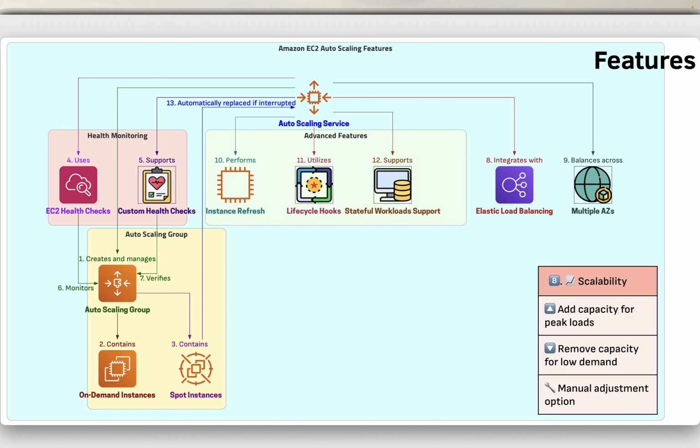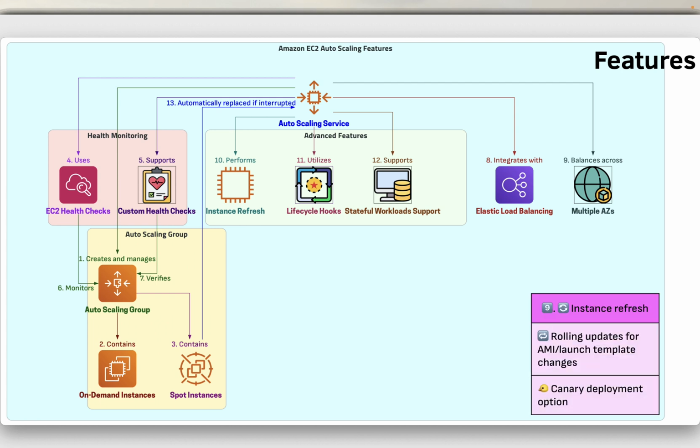Scalability. Amazon EC2 auto scaling also provides several ways for you to scale your auto scaling groups. Using auto scaling allows you to maintain application availability and reduce cost by adding capacity to handle peak loads and removing capacity when demand is lower. You can also manually adjust the size of your auto scaling group as needed. Instance refresh. The instance refresh feature provides a mechanism to update instances in a rolling fashion.